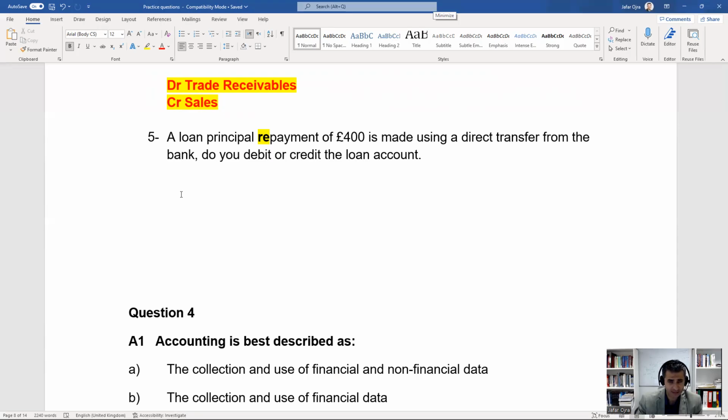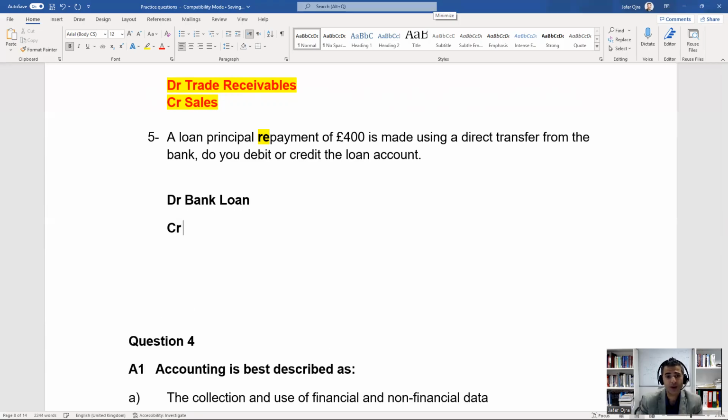But here in this example, what happened really? We already took the loan and now we repay the loan, right? Now we repay the loan. So now we need to decrease the liability. We need to decrease the loan account. Okay, we need to decrease it. So the debit will be the bank loan. And the credit would be what? Would be the bank, isn't it? Or the cash, right? Because it's being transferred from the business bank account.